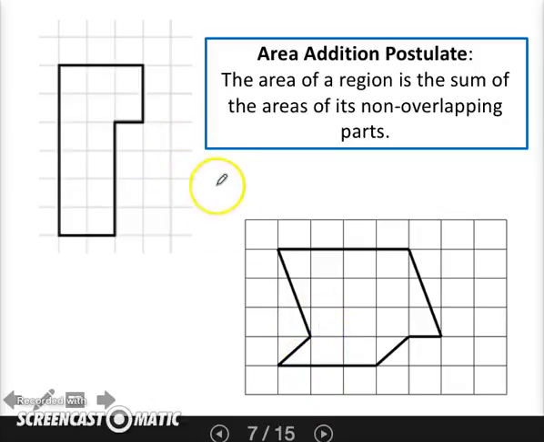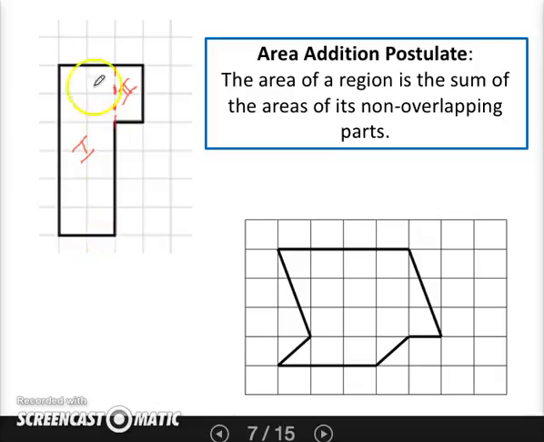Okay, now we come to a postulate that might be somewhat new, even though you'll probably have a sense for it intuitively. It's the area addition postulate, which says that the area of a region, even a funny-shaped region like this or like this, is the sum of the areas of its non-overlapping parts. So in other words, if we can cut up a shape into different mini shapes and then add up the areas, say, of region 1 and region 2, we should get the area of the entire shape.